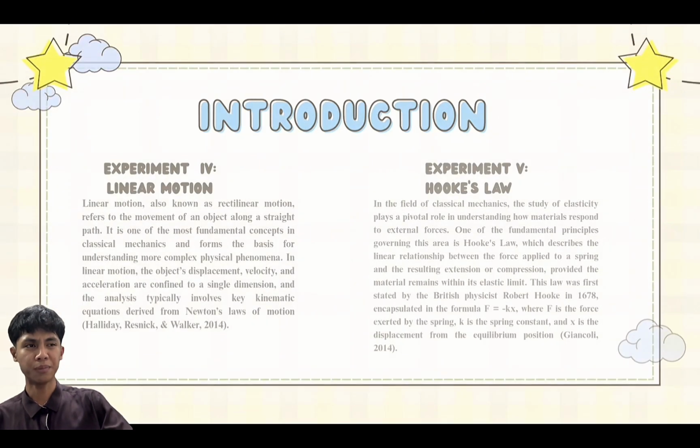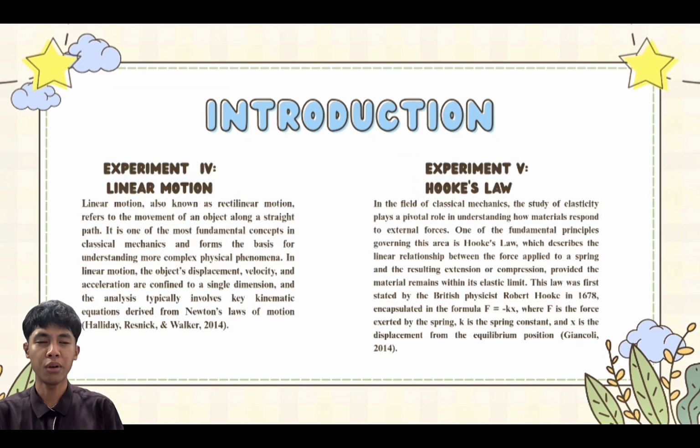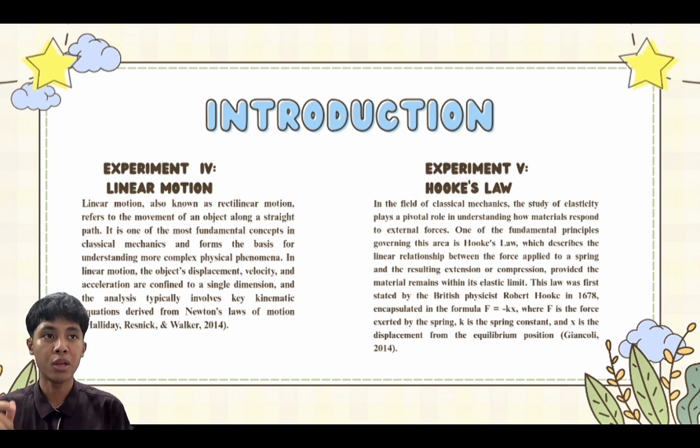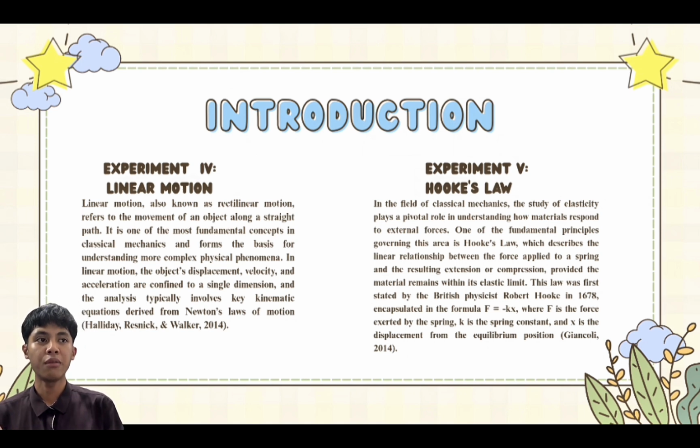Moving on to the next slide, we have the introduction for both of the experiments. For experiment 4, linear motion. Linear motion, also known as rectilinear motion, refers to the movement of an object along a straight path. It is one of the most fundamental concepts in classical mechanics and forms the basis for understanding more complex physical phenomena. In linear motion, the object's displacement, velocity, and acceleration are confined to a single dimension, and the analysis typically involves key kinematic equations derived from Newton's laws of motion.